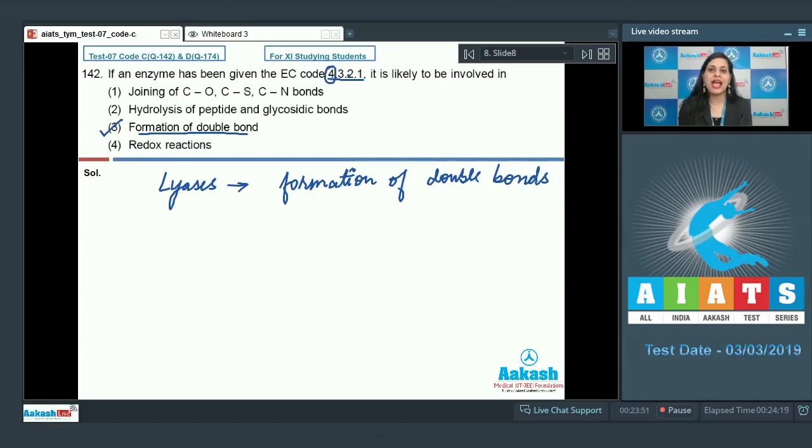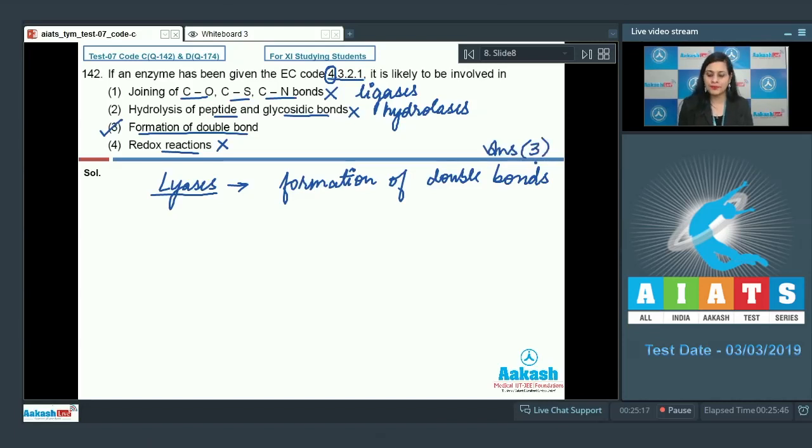As this 4 represents the class of enzyme, which is what? The fourth category is lyases. Let's discuss the rest of the options. The very first option, joining of CO, CS and CN bonds, is an incorrect option because joining of these bonds is done by ligases. The next option, hydrolysis of peptide and glycosidic bonds, is incorrect because hydrolysis of these bonds is performed by hydrolases. And the last option, redox reactions, is incorrect because redox reactions are performed by oxidoreductases. So the correct answer to this question is option number 3.